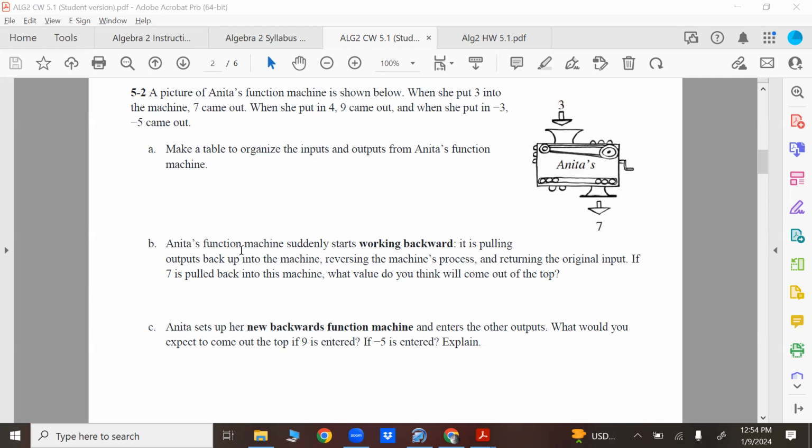She put a 3 into the machine and a 7 came out. Okay. Then she put a 4 and a 9 came out. Then she put a -3 and a -5 came out. Okay. So first we're going to do, I don't know what equation this is. So basically, there's a relationship happening here.